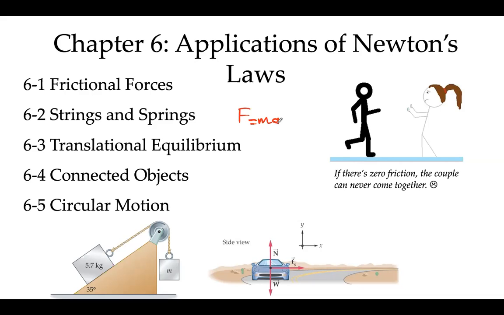objects or circular motion. And you will also learn in this chapter that it will be impossible to walk without friction. If there was no friction, you would keep doing this and you would not go forward. So we will learn about these things. Okay, let's start.